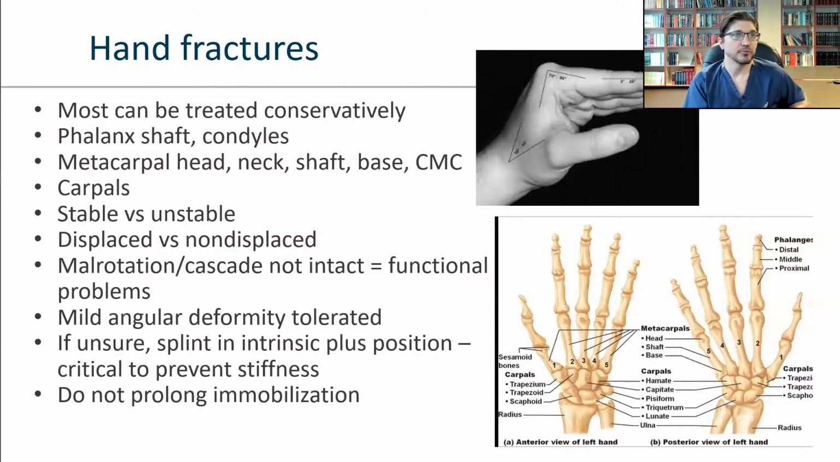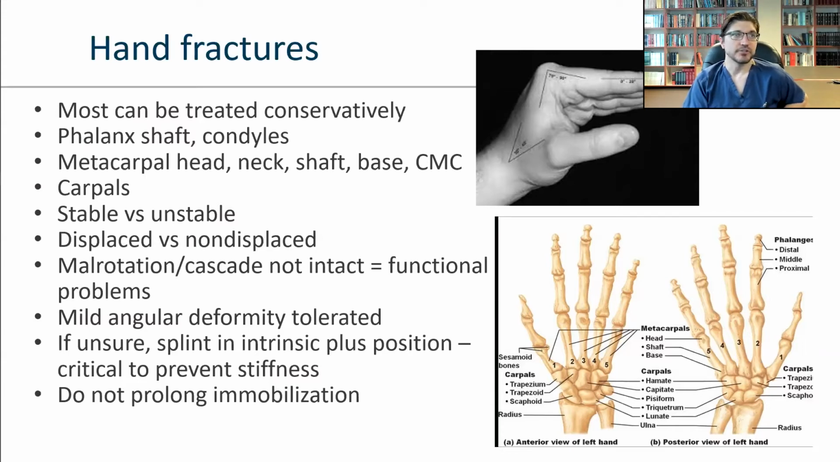And fractures are really common, and for the most part are treated conservatively. They can occur in any of these bones, but most commonly the metacarpal bones, head, neck, and shaft are the most commonly injured. We'll discuss a few select topics there.